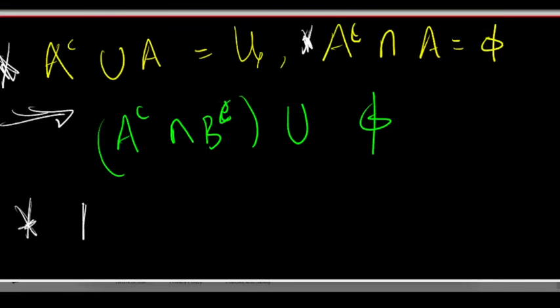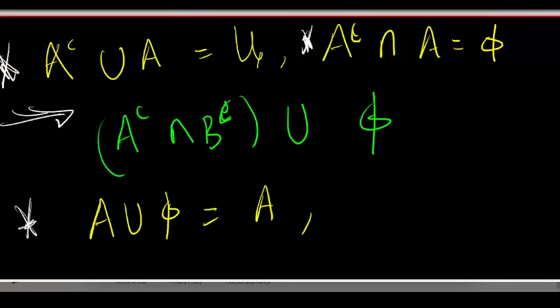Any set union empty set is the set, and any set intersection empty set gives empty set. Another new concept. A set A union empty set is A back, because you are finding the union of the set with an empty set. You have the set back. Now A intersection empty set, you have an empty set.